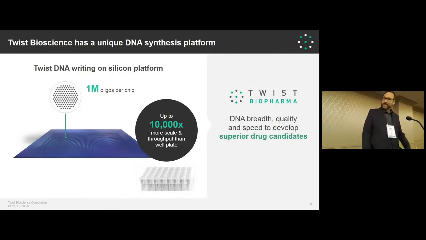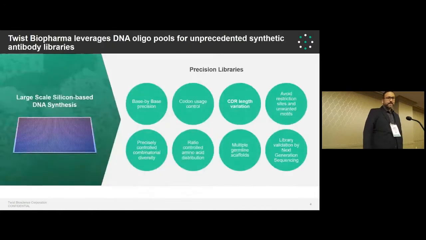The DNA synthesis platform at Twist is this chip about the size of a 96-well plate where you can print 1 million oligos on the chip. So we have high quality, speed, and low cost oligo synthesis. And what we do is build synthetic phage display libraries.